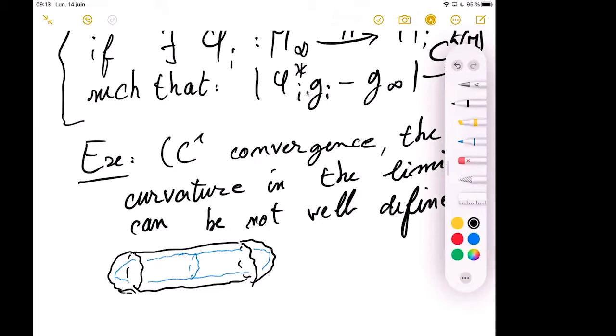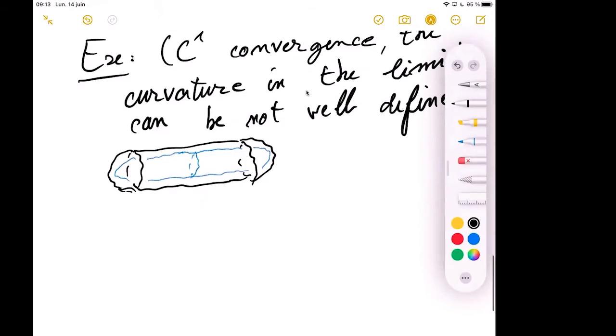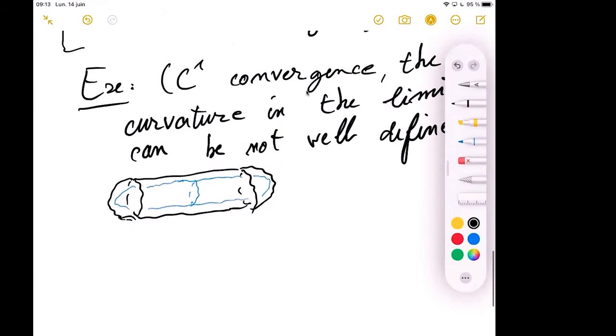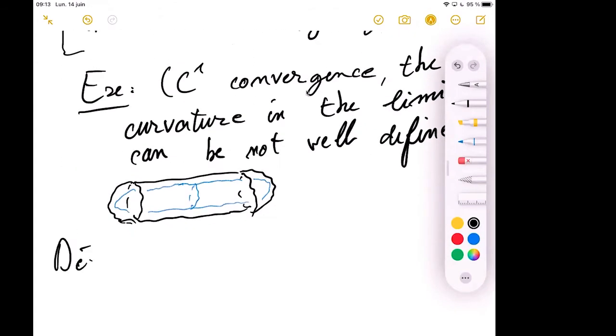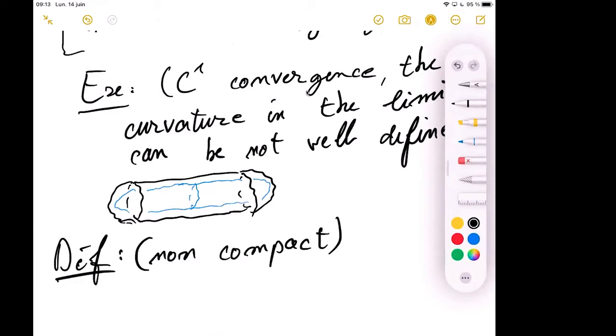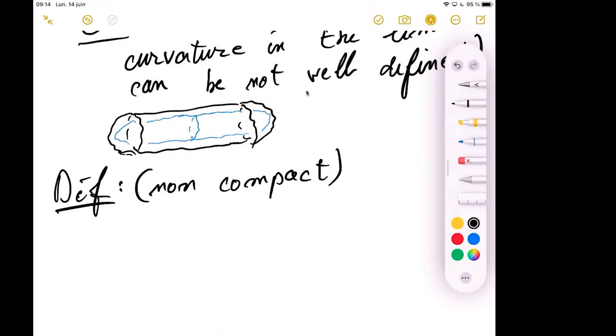So, okay, we also need the non-compact case, which is actually much more useful. And those notions of convergence will be of great use in the Ricci flow setting too. So that's, I think, a good idea to recall them.